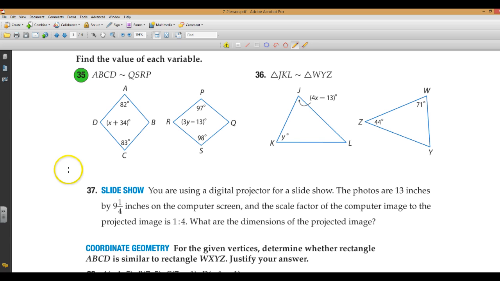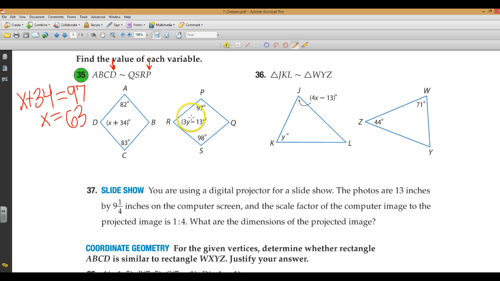Find the value of each variable. So for 35, ABCD is similar to QSRP, so we need to be careful to put corresponding parts equal to each other. So since we have an expression with x here for D, D has to be set equal to P, because those are both the last letters in the name. So we have x plus 34 is equal to P, which is 97. So if we subtract 34 from both sides, we get x is equal to 63.